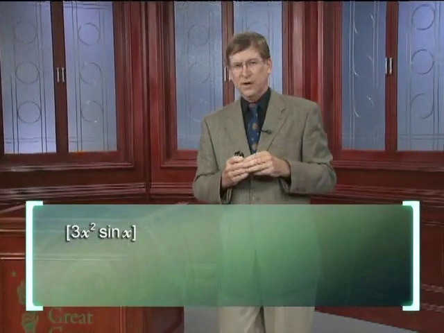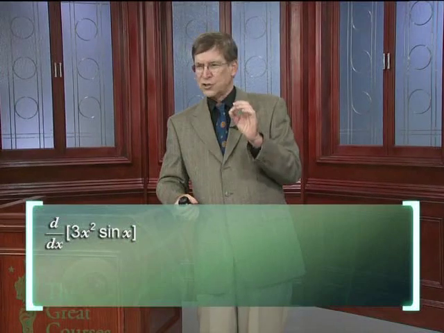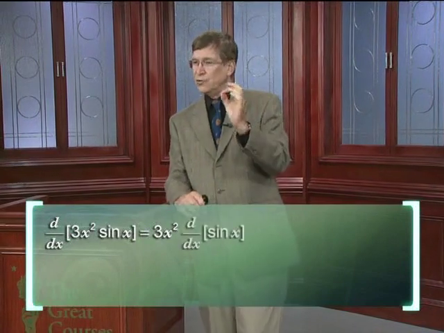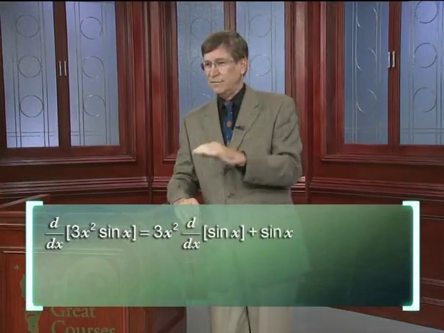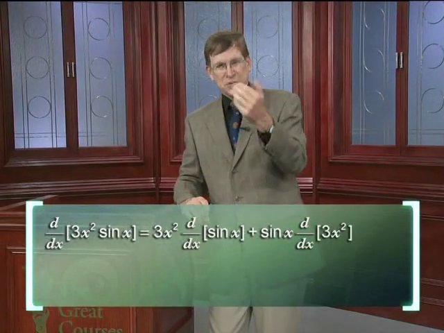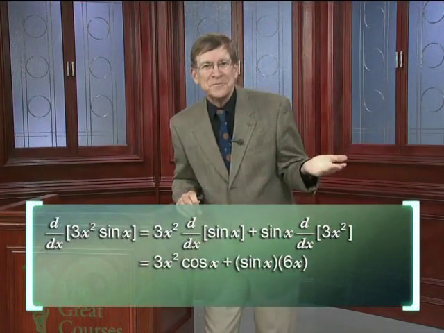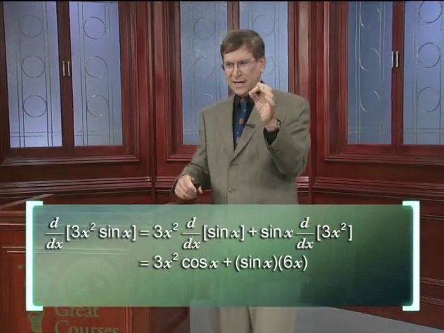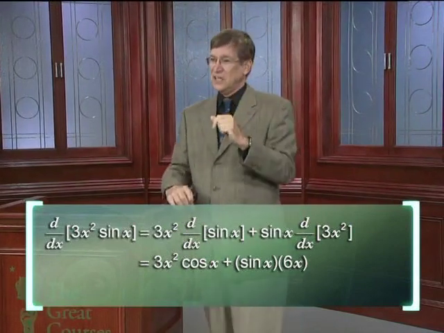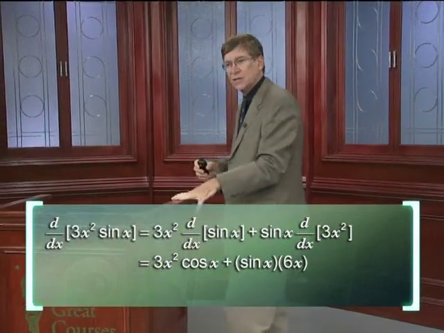Here's a product of two functions, 3x squared times sine x. So what's the derivative of 3x squared sine x? Well, it'll be the first one, 3x squared, times the derivative of the second, plus the second function, sine x, times the derivative of the first function. Good. Now let's do those derivatives. So it's 3x squared times the derivative of sine, which is cosine, plus that second function, sine x, times the derivative of the first, which is 6x. And so we have 3x squared cosine x plus sine x times 6x.